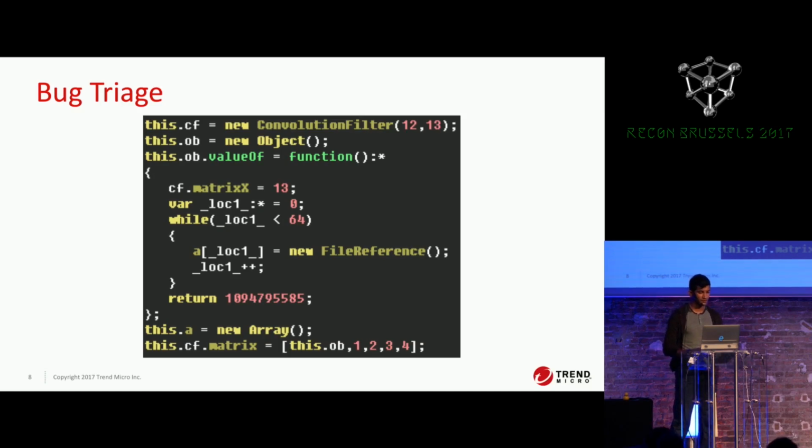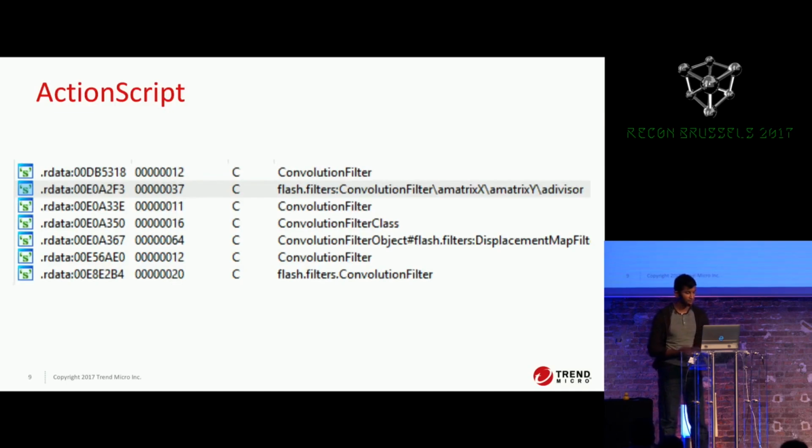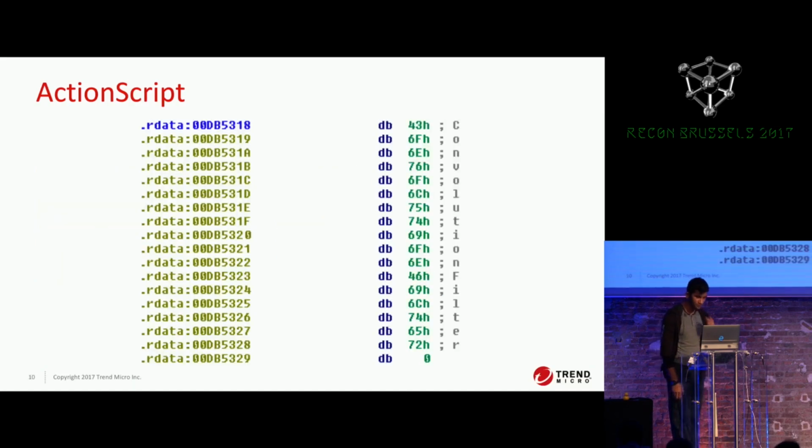For whatever reason, I chose convolution filter. Matrix X probably would have made more sense, but doing a string search of this in, I think, the Flash debugger projector, but the same would apply for flash.ocx, we end up with a number of hits. Some of these are more useful than others, and some are not so interesting. I found convolution filter class and convolution filter object to be a little bit more interesting, but those were not as helpful. If you go to the first one, you'll see that you're in our data section.